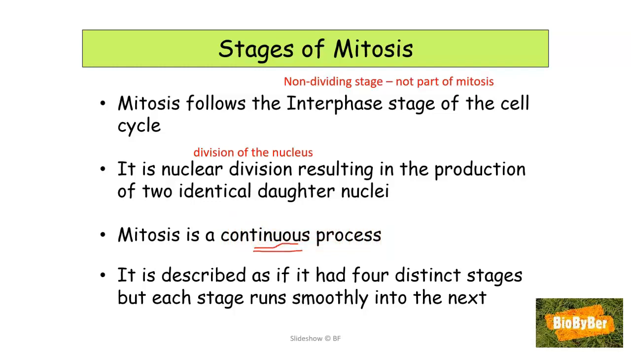For the sake of simplicity and so that we can understand what's going on, it is described as if it had 4 distinct stages. But as we've just said, each stage runs smoothly into the next. Now that we have covered the basics of mitosis and have an understanding of what it's all about, we can now proceed to look at each of the 4 stages and focus on how the chromosomes are behaving, which is actually one of the objectives of this lesson.